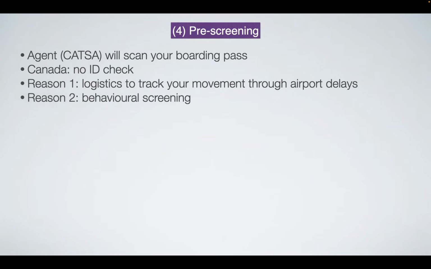The second reason is that they actually are tasked sometimes. We know that this is a program that exists in the US. I don't know that the equivalent exists in Canada. But they are tasked with trying to determine whether you're acting suspicious or not, in short. We call this behavioral screening.